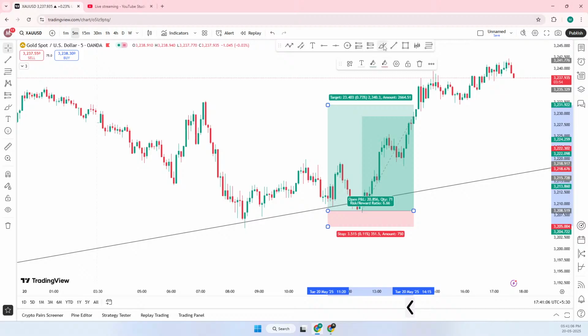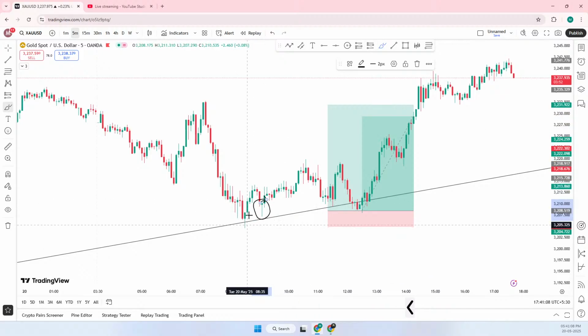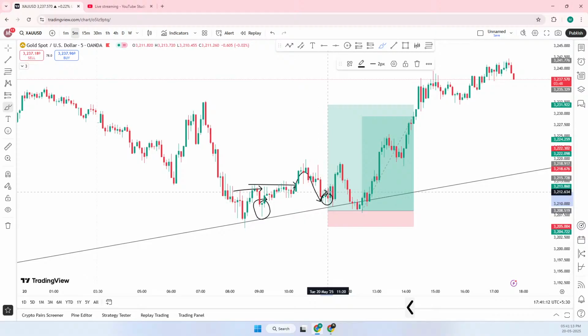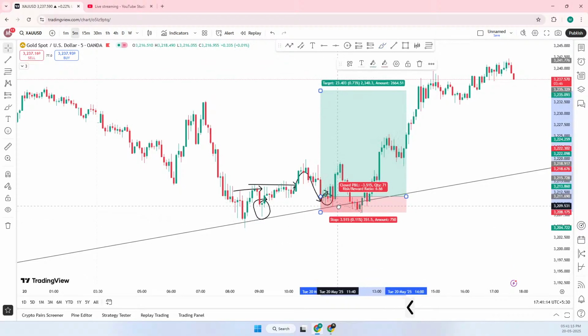If I remove this on the 5-minute time frame, you will get this bullish sign. You will get this break of structure. You will get this break of structure, and you will get some kind of an entry at this level. You can try it this way also.